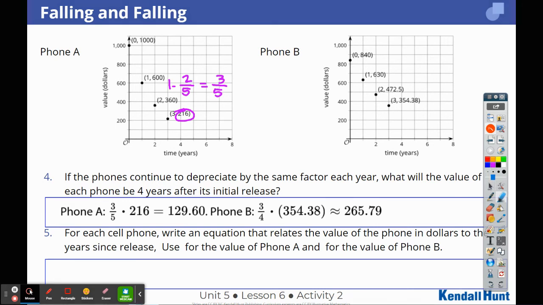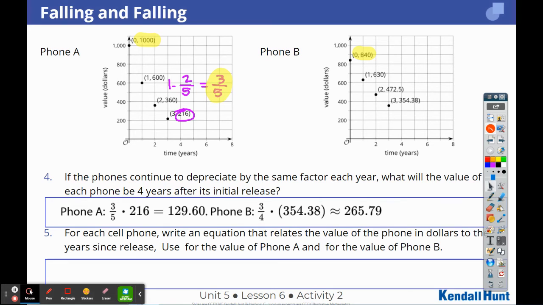So we already said our initial value for phone A was 1,000, and it was depreciating 2/5. So I want to multiply that by a growth factor of 3/5, and then I can raise that to the exponent for whatever number of years I'm looking for. For phone B, our initial value is 840, and our growth factor would be 3/4. So we're going to multiply by 3/4 for that one and raise it to the power of t.